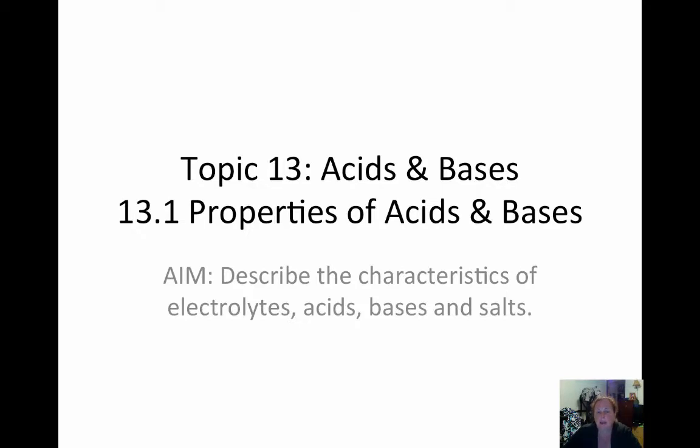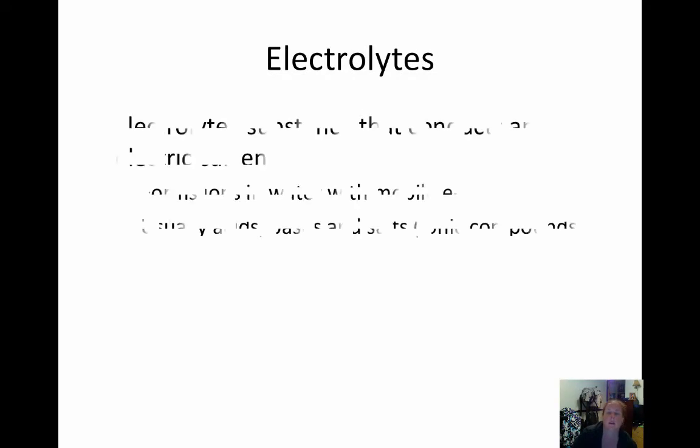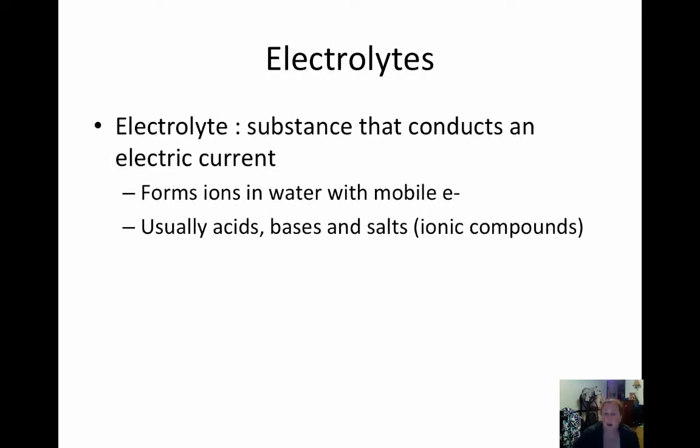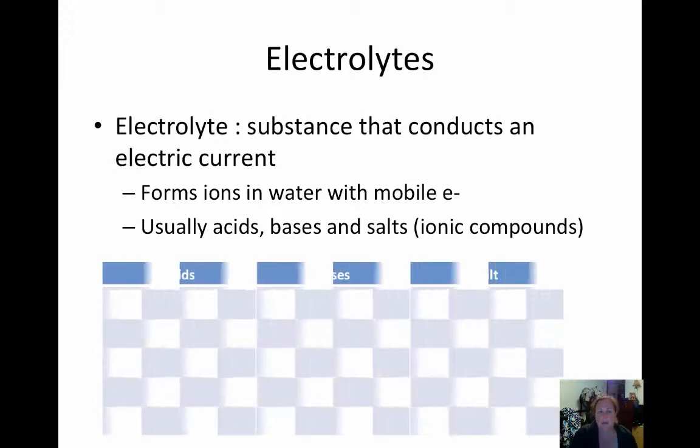Today's topic is 13.1, properties of acids and bases, and our aim for today is to describe the characteristics of electrolytes, acids, bases, and salts. Electrolytes are substances that conduct an electric current. This occurs when you have ions forming in water with mobile electrons, and this usually happens with acids, bases, and salts, which are all ionic compounds.